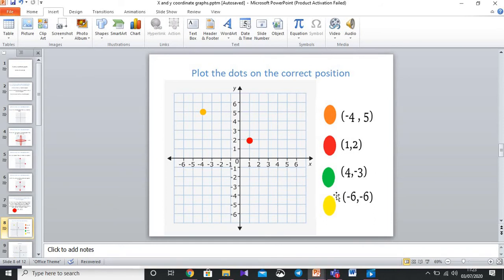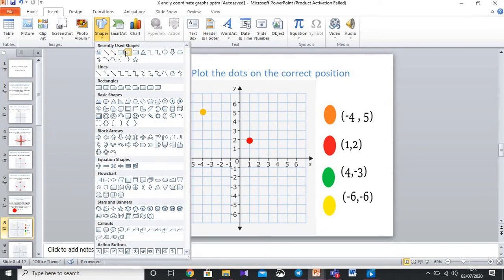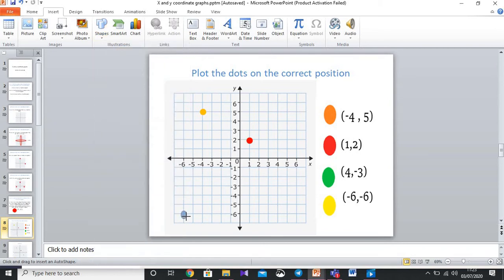Okay, now let's try the yellow dot. The yellow dot says from the x-axis it's -6. Okay, we found -6. It's right over here. And -6 from the y-axis. So -6 from the y-axis means it's over here. So let's join these two. When we join those two, we get a kind of a meeting point, which is right over here. So I'm going to draw my circle right over there.